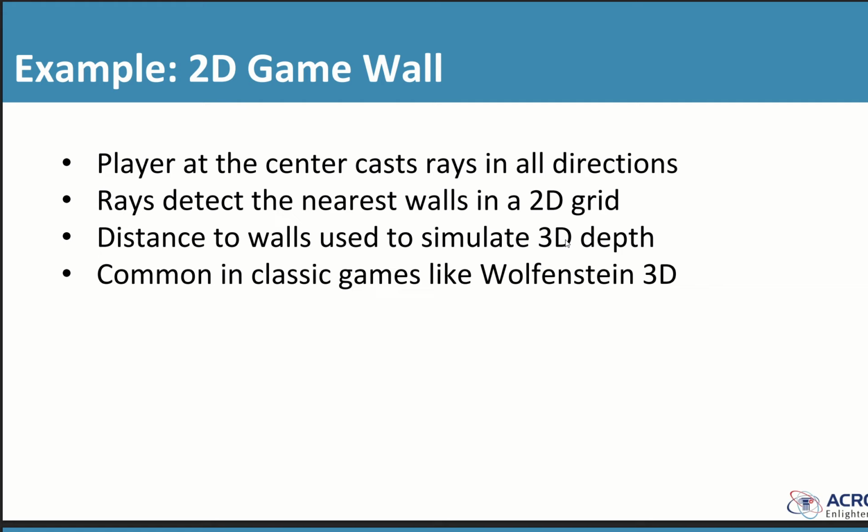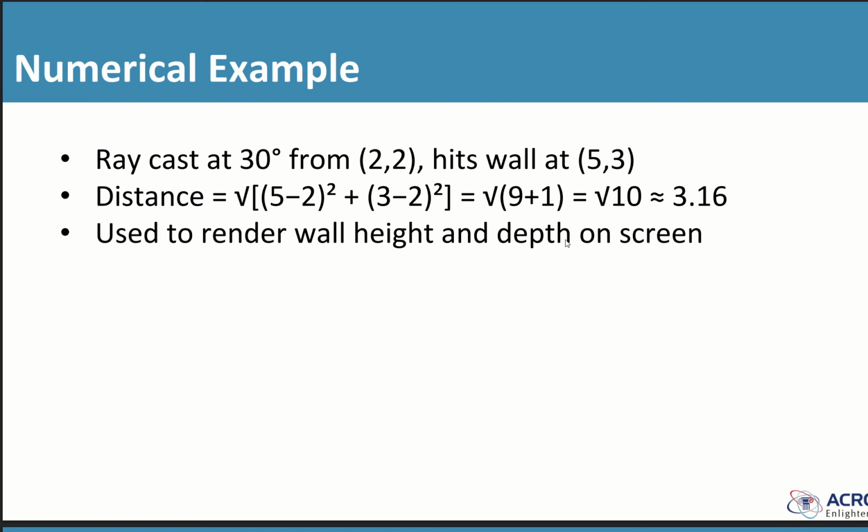Example of a 2D game: player at the center, cast rays in all directions. Rays detect the nearest wall in the 2D grid. Distance to walls is used to simulate 3D depth. Common in classic games like Wolfenstein 3D. So this is a numerical example. Raycasting at 30 degrees from (2, 2) hits a wall at 5.3.